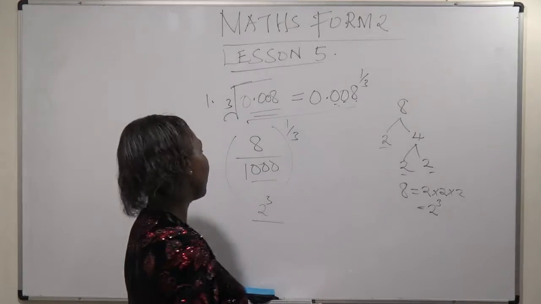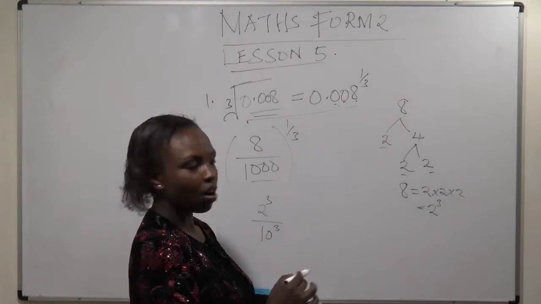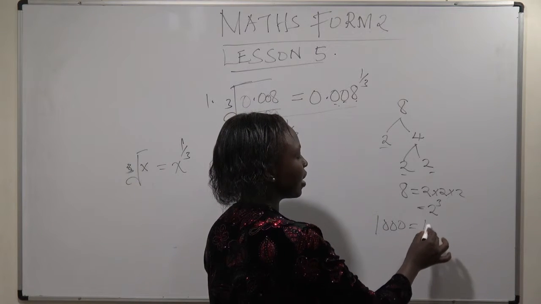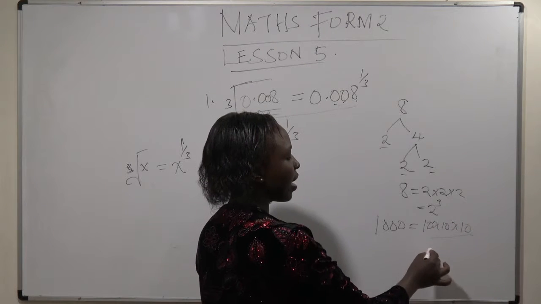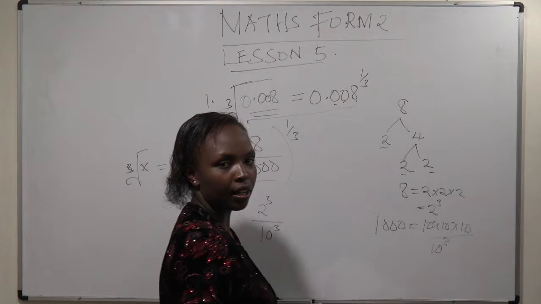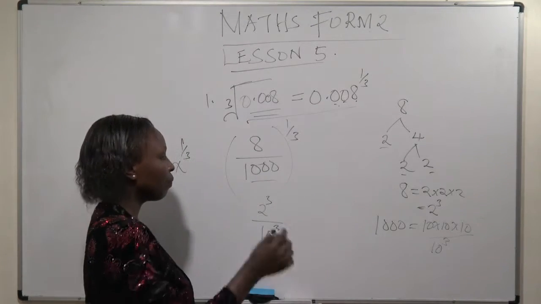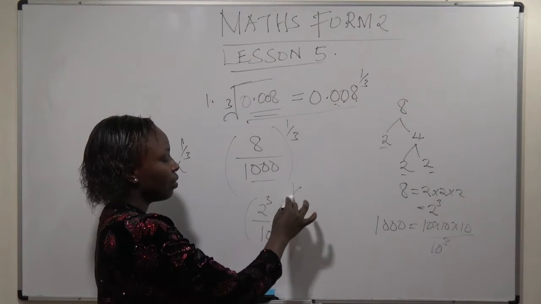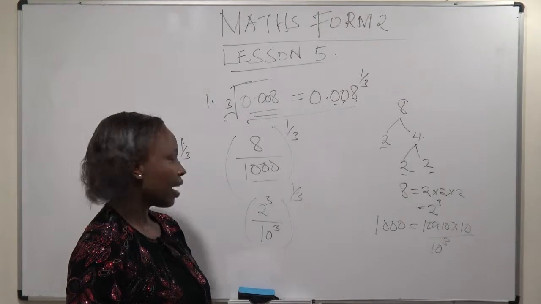1000 is 10 cubed, since you can take 10 multiplied by 10 multiplied by 10. That is why we are writing 10 cubed. So we write them like that, then we take the whole thing to the power one third.